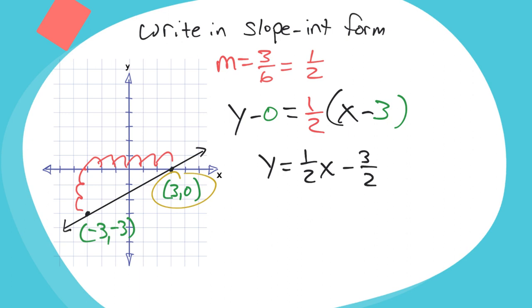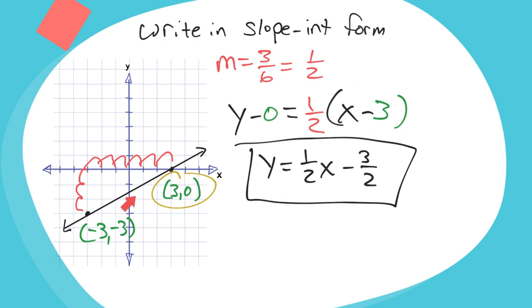So that was -1.5, but we don't want to assume those fractions or decimals, okay? We only want to guarantee the ones that actually land right on those hash marks. So y equals 1/2 x minus 3/2, or minus 1.5.